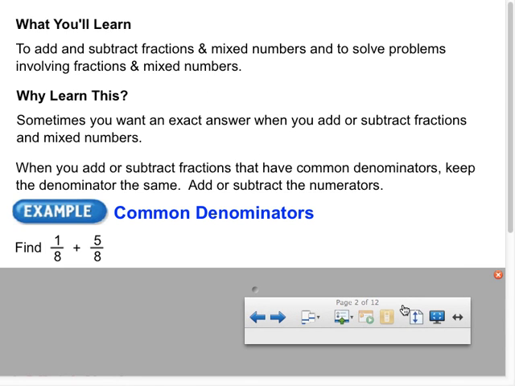What you'll learn: to add and subtract fractions and mixed numbers and to solve problems involving fractions and mixed numbers. Why learn this? Sometimes you want an exact answer when you add or subtract fractions and mixed numbers. When you add or subtract fractions that have common denominators, keep the denominator the same, and add or subtract the numerators. So let's go ahead and walk through this.